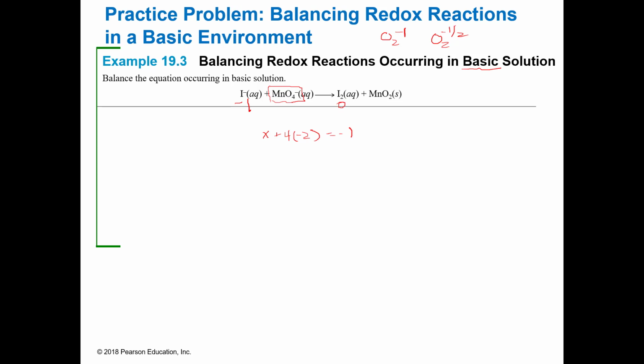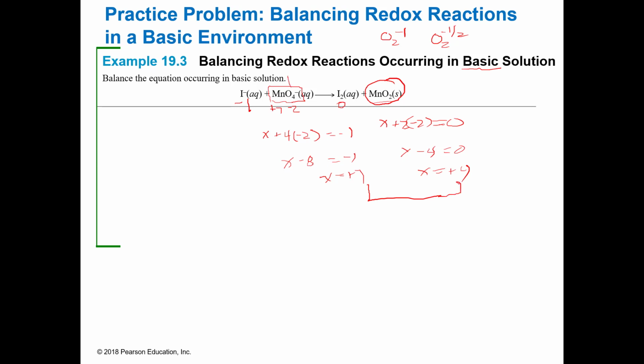So if we solve for this, we get x minus 8 equals -1, so x is equal to +7. So we now know this is a +7, and the oxygen is a -2. Well, what is it over here? It's x plus 2 times -2 equals 0. Again, why does it equal 0? Because there's no charge on this substance. So here we get x minus 4 equals 0, x equals positive 4. So we went from positive 7 to positive 4.